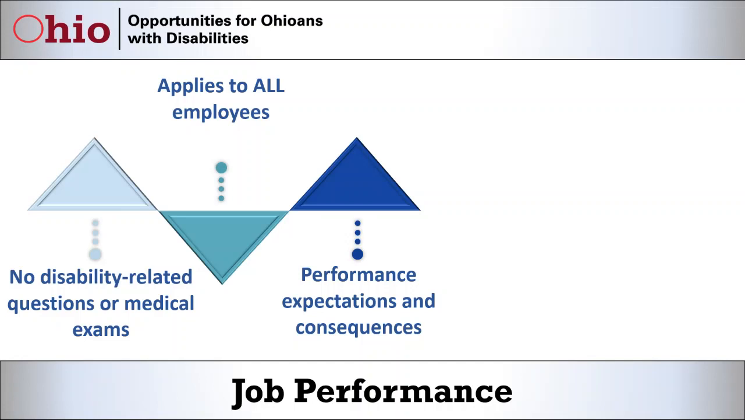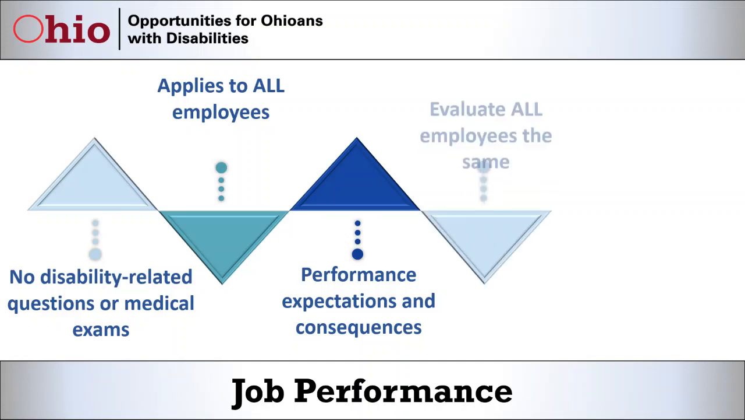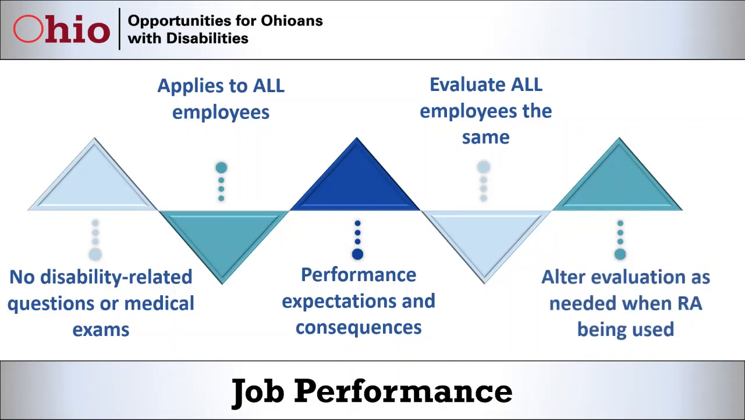When work performance is being evaluated, all employees should be evaluated the same way using the same criteria, including employees with disabilities. We said earlier that an employee with a disability is expected to be qualified for the job, which means the employee is expected to meet the same performance expectations for the job's essential functions as all employees. However, sometimes an employee with a disability is performing the essential functions using a reasonable accommodation, and when that is the case, the evaluation may need to be altered to measure the performance in another way. I think that is an important point.